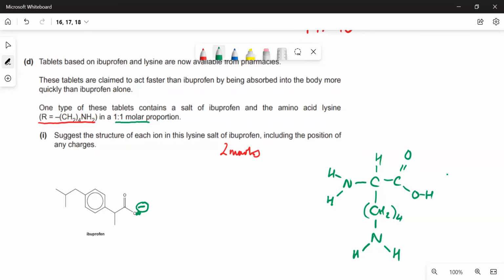Because when I first looked at this question, I thought, oh, well, the lysine has got 2 amine groups. You could protonate it there. And you could also protonate it there. And that will give you 2 positive charges. But that would mean that you need 2 lots of ibuprofen for 1 lysine. The question says it's a 1-to-1. So that means we must only have 1 positive charge on the lysine.